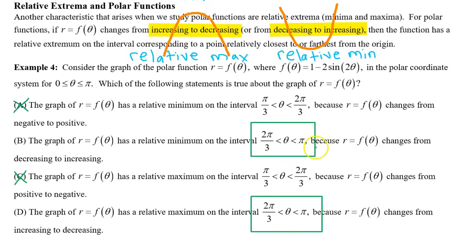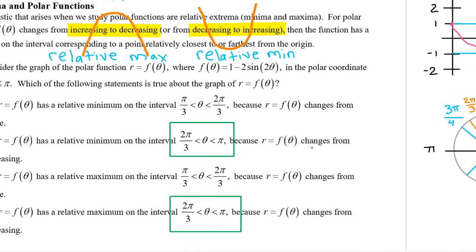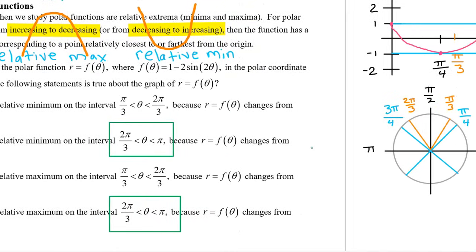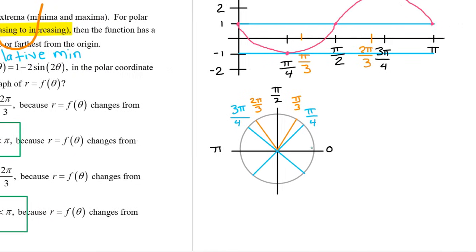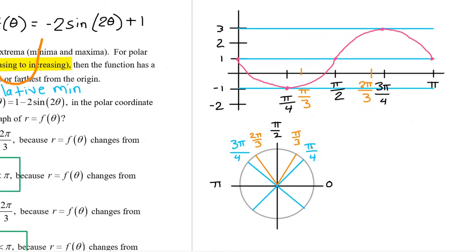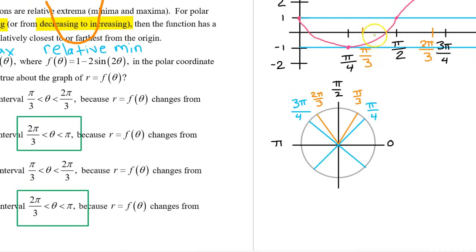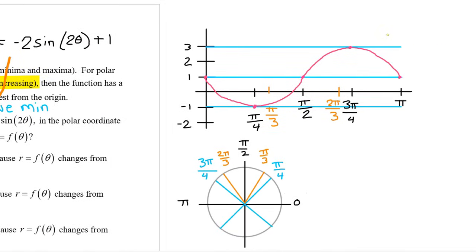So let's just look over at the graph and see if r is going from increasing to decreasing or from decreasing to increasing on that interval. So the interval from 2 pi over 3 to pi is from here to here. So notice that on this interval, r does go from increasing to decreasing. So we can see that r has a relative maximum on this interval.